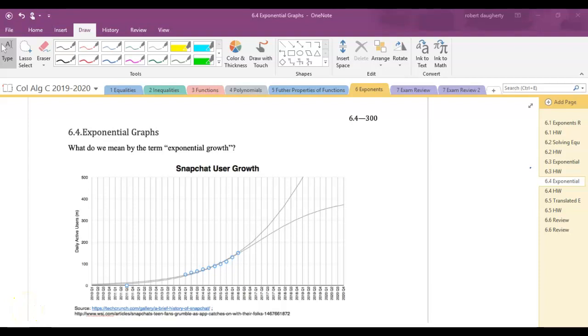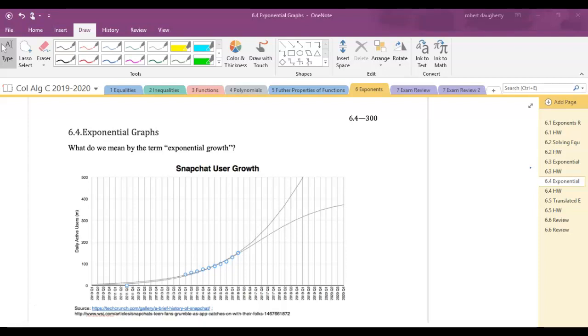Okay, we want to talk about graphing exponential functions in this particular section. When we come back in the spring, we'll talk about modeling with exponential functions. But what does it mean to say something had exponential growth? What does that conjure up for you? Yeah, it's like it's explosive.